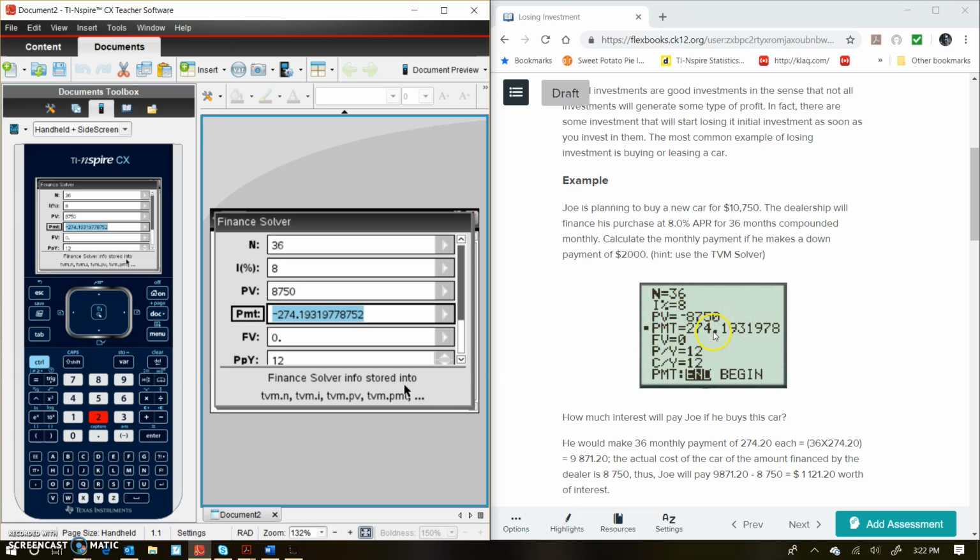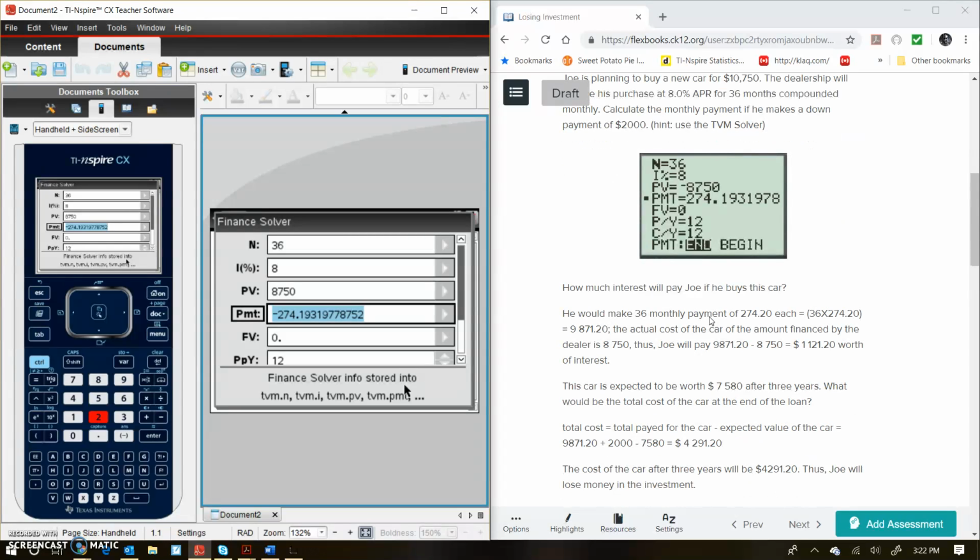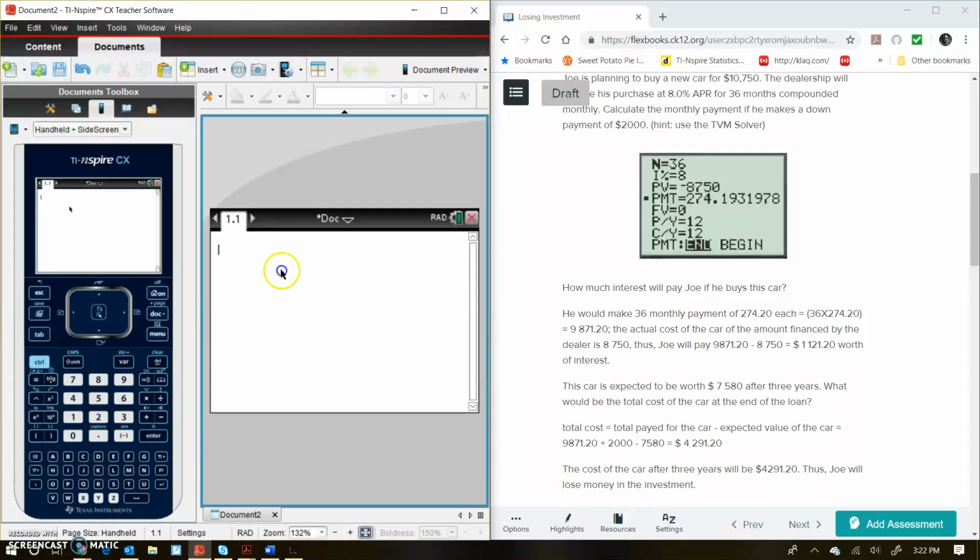Now, for some reason they put the PV as a negative number, but it gives us the same numbers. Just remember, this is supposed to be a positive number because in loans, the money is given to you to make that purchase, and you're just paying it down. So because of that, we know that for each payment, we're going to be making $274.19.